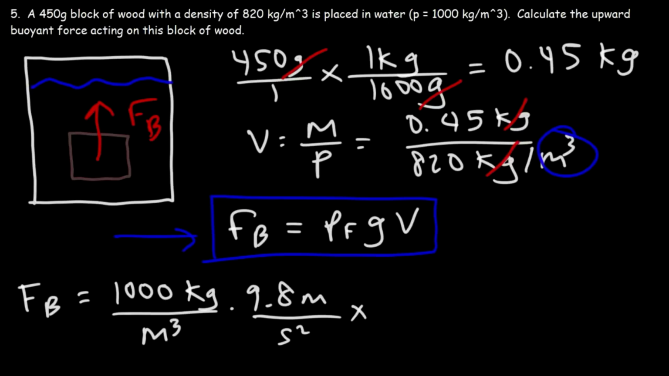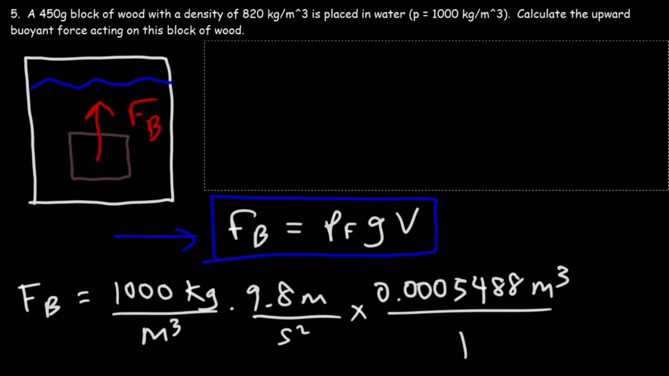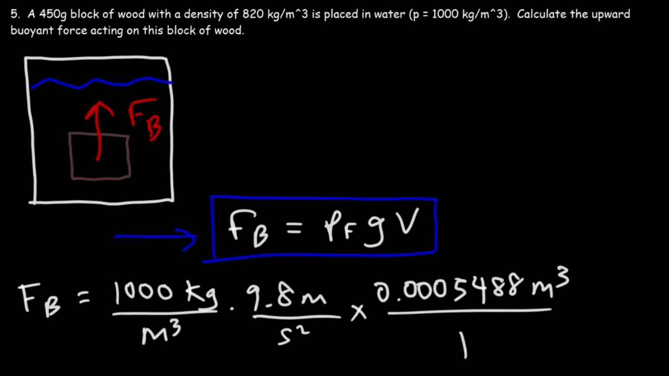0.45 divided by 820, it's a very small number. It's 0.0005488 approximately cubic meters. So now let's talk about the units in the final part of our equation. Notice that the unit cubic meters cancel. So what we have left over is kilograms times meters per second squared.